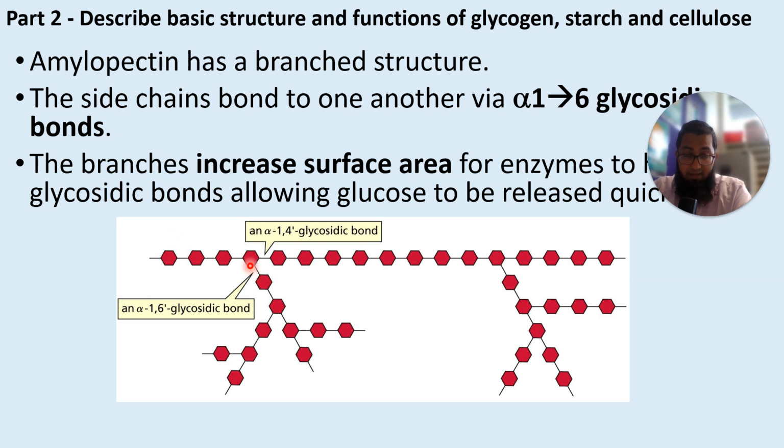So that one there is going to be a 1,6 glycosidic bond. So amylopectin has a branched structure, okay? The side chains coming off are 1,6 glycosidic bonds. Exam question: why is it branched? The reason why it's branched, okay?